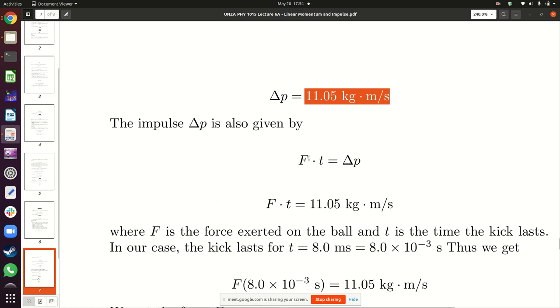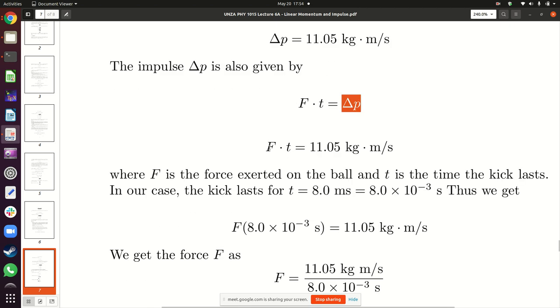So whatever force the ball gains from you kicking the ball, multiplied by the time, which is how long the kick lasts, which we know is 8 milliseconds, is equal to the change in linear momentum. So this bit, the force, the kick force, times the time it takes you to kick the ball, when you multiply this, this is equal to your change in linear momentum. So that's what you have here. So FT equals 11.05 kg meters per second.